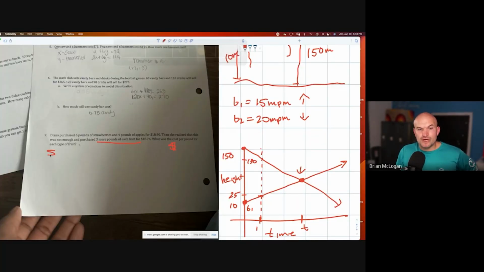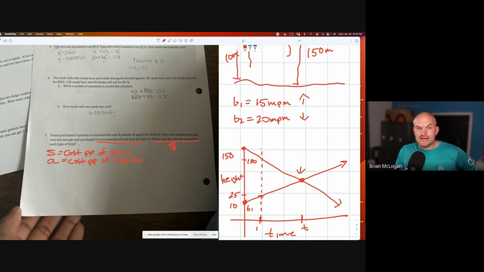So what is it we don't know? We don't know the cost per pound. So S equals the cost per pound of strawberries. And then what is the other thing we don't know? For each fruit, we don't know the cost per pound for apples. Wouldn't you agree? I'm just doing P for the cost per pound of apples. Again, cost per pound is just a rate, but you can still solve for it.